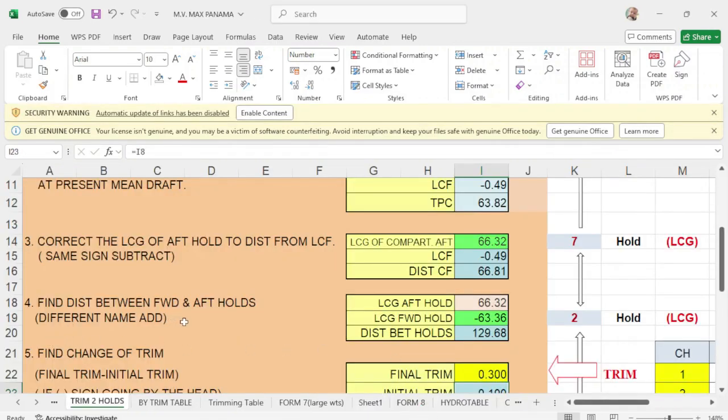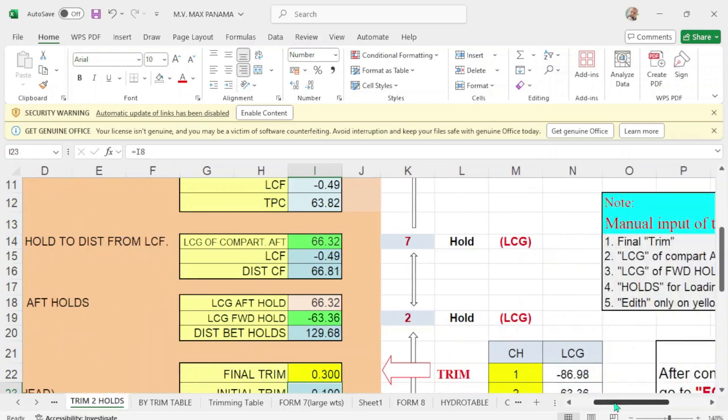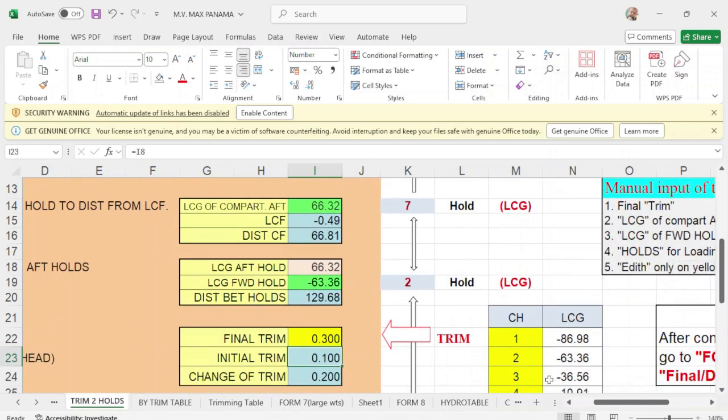Number 4, find the distance between forward and upholds. Meaning, what is the distance between hold number 2 and hold number 1? What you do is, hold number 7 is 66.32, and hold forward, number 2, is 63.36. Hold number 2 is negative 63.36, which is this one.